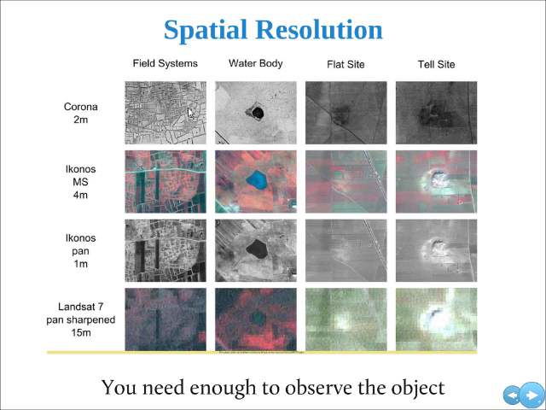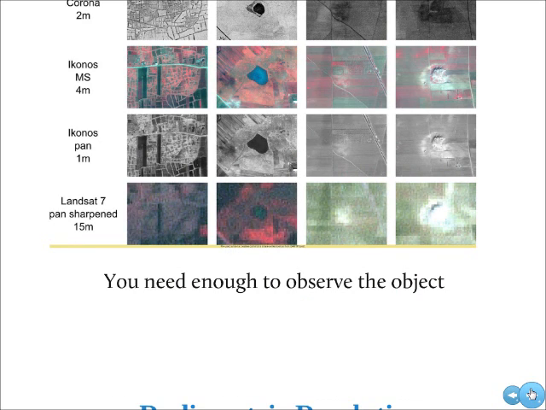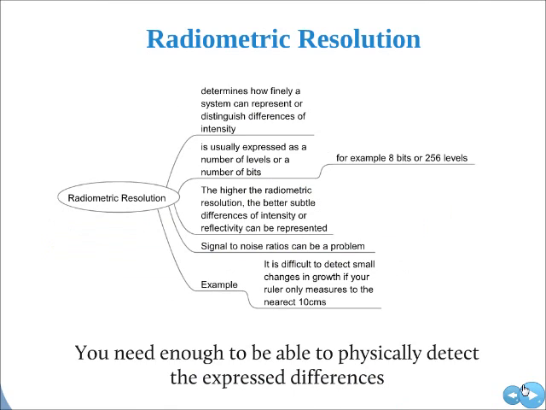You need appropriate radiometric resolution. Now, radiometric resolution refers to how fine the system can represent measurements. And a good analogy of this is measuring height. It's difficult to detect a small change in a child when they're growing if the ruler you're using only measures to the nearest metre. We need to make sure that we have a measuring device that measures a centimetre at least. And so radiometric resolution refers to that refinement in the measuring parameters.